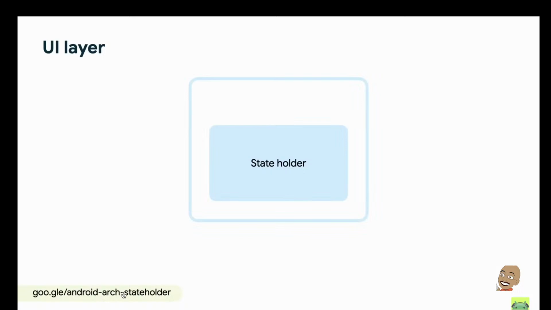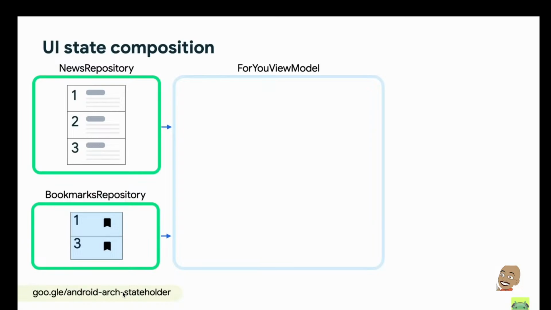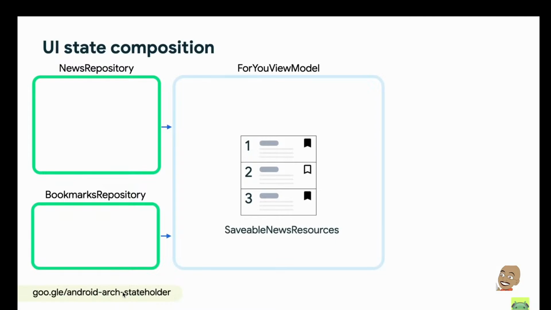For this, we can use a Jetpack view model, prefixing the name with ForYou, the name of this feature. This class listens for data from the news and bookmarks repositories and combines them to create a UI state. Before we dive into the code, let's look at exactly what's happening here. We have lists of news resources coming from our news repository, and we have lists of IDs coming from our bookmarks repository. Our view model combines these two to create a list of savable news resources. Each item in this list contains the news resource itself and whether it is bookmarked or not.